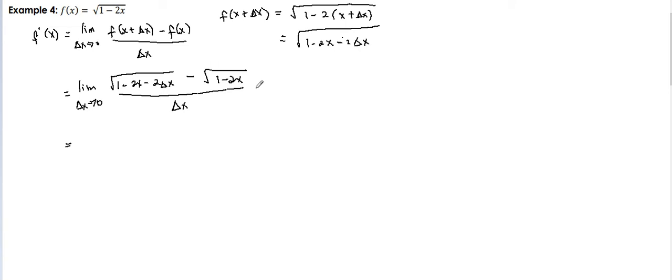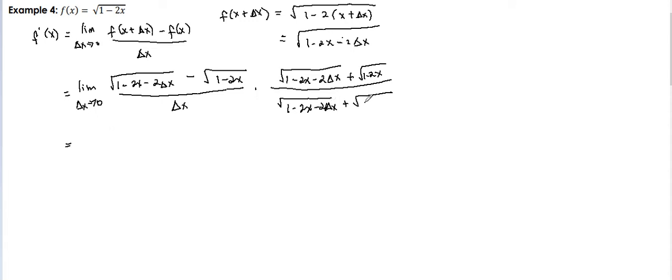Multiply lang natin. So times, okay, ano ang gagawin natin sa conjugate pair? Copy lang natin yung ating pong mga terms. We have square root of 1 minus 2x minus 2 delta x. And then, since this minus, we have plus. Okay? Then, copy natin yung ating pong natitirang term, square root of 1 minus 2x. All over, ano yung ating numerator, yun yung ating denominator. So we have square root of 1 minus 2x minus 2 delta x plus square root of 1 minus 2x.